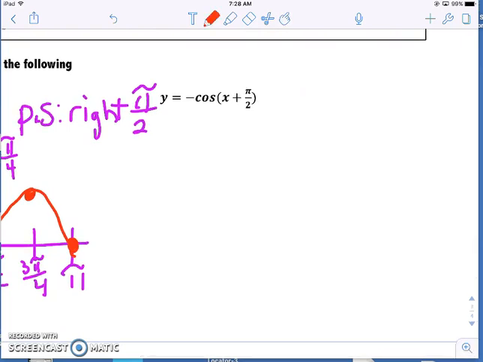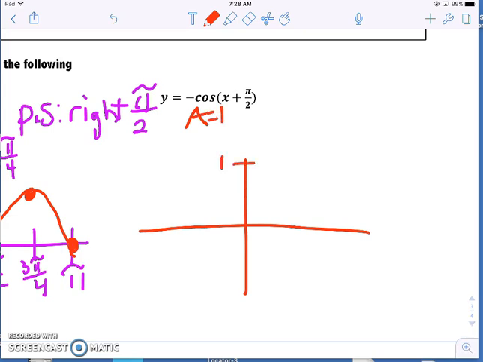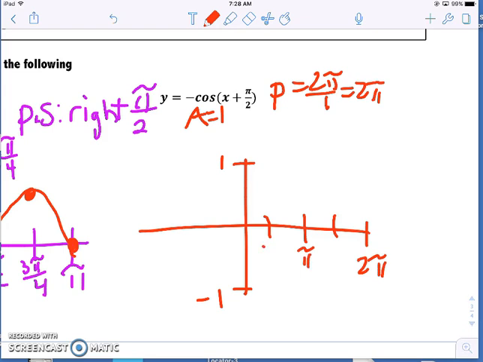So this next one, let's see, what is our amplitude? So our amplitude is 1. Our period, 2 pi over 1. So it's 2 pi. So this is an easy one to label. So we have pi, pi over 2, 3 pi over 2. And let's see, to the left, so our phase shift would be to the left pi over 2.